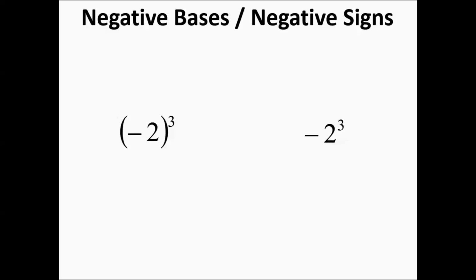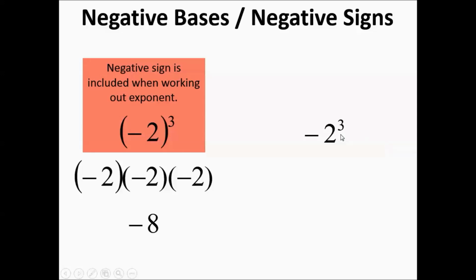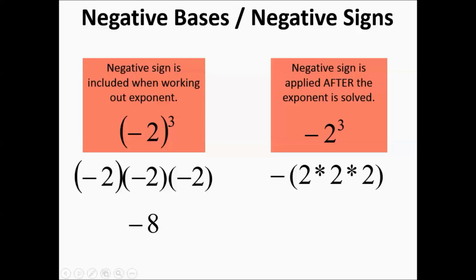So now we have two new problems. We have negative 2 in parentheses to the 3rd, and then we have negative 2 to the 3rd. So when we work this one out, we include the negative again. If you were to write it out long ways, you'd say negative times negative times negative, and then 2 times 2 times 2. That's going to be a negative 8. Over here, you've got your negative, and then 2 to the 3rd. You do your 2 to the 3rd first, and then apply the negative. In this case, they worked out to the same thing.